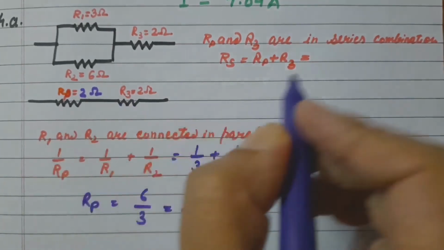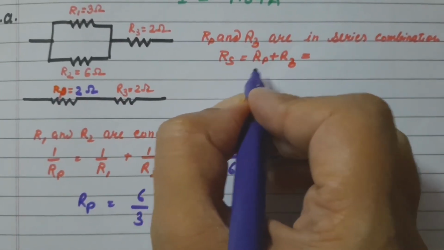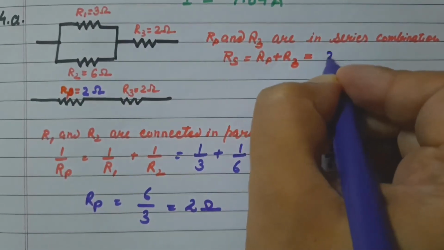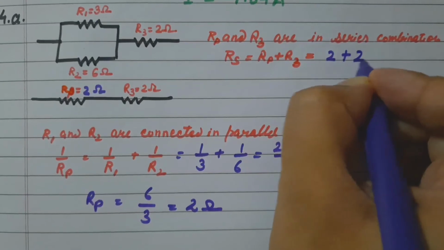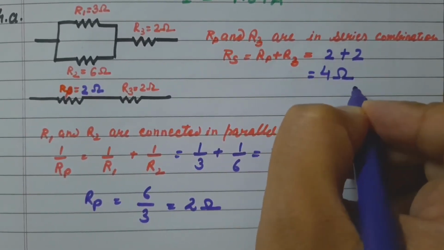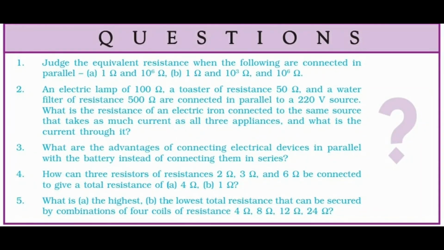Rp and R3 are in series combination. So Rs can be calculated as Rp plus R3. Rp is 2, R3 is 2. So equivalent resistance will be 4 ohm. Question 4, B part. Now the equivalent resistance will be 1 ohm.